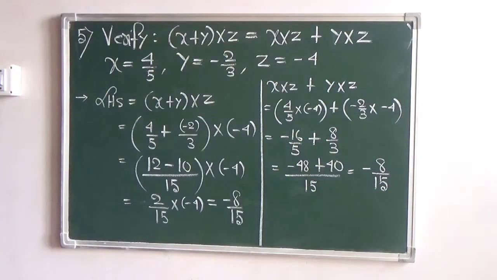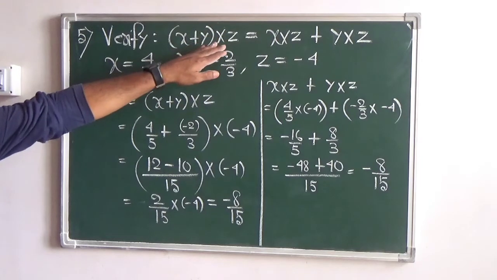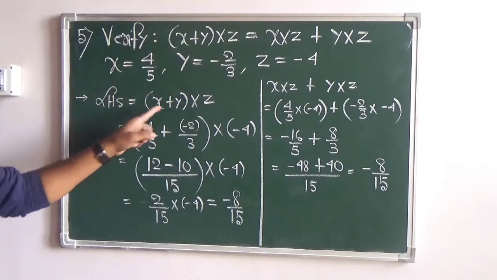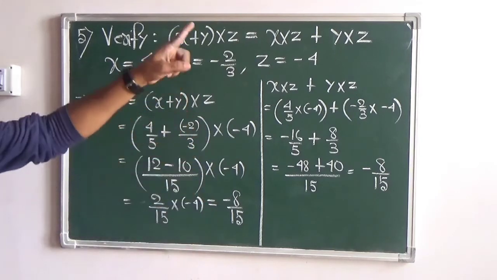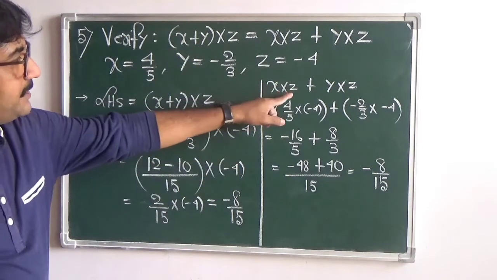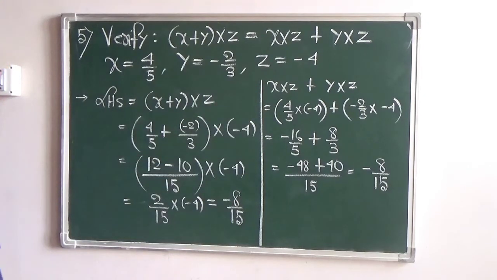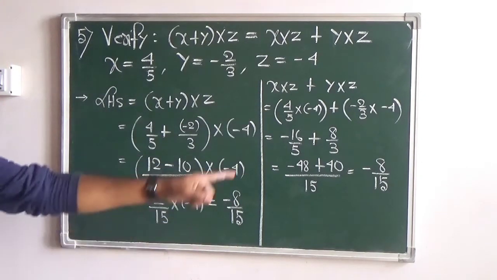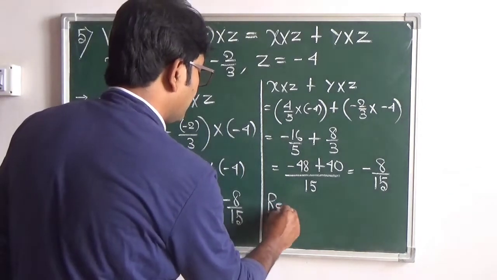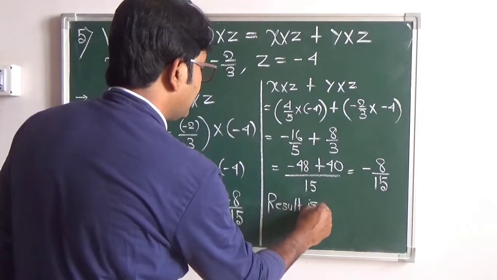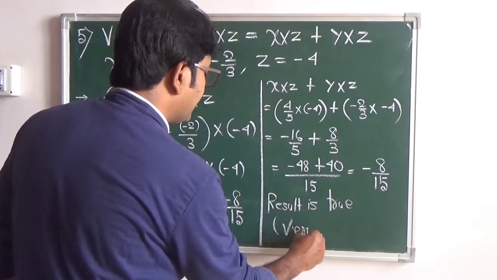So you can see that after putting the values of x, y and z on the left hand side, the final result is minus 8 by 15. When we move on to the right hand side, x multiplied by z plus y multiplied by z, and we substitute the values for x, y and z, the result is again minus 8 by 15. So the result is true. That is verified.